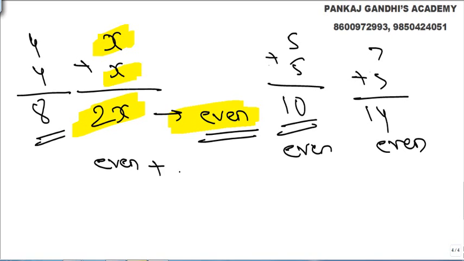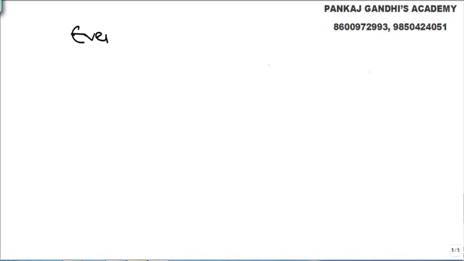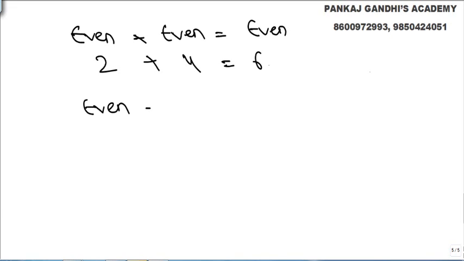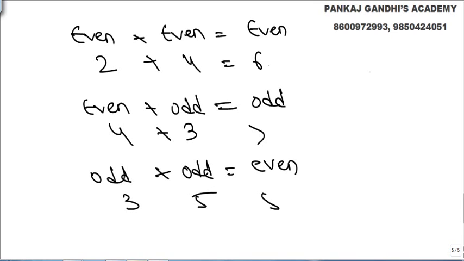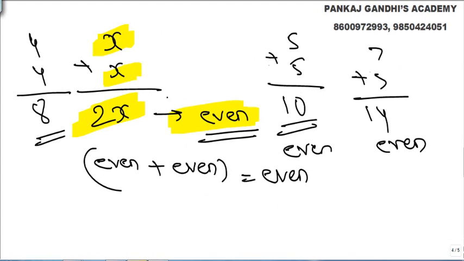Second, very basic things. Even plus even is always even. Very basic kind of things we all know. But let's check. Even number plus even number is even, for example 2 plus 4, 6. Even plus odd is always odd, for example 4 plus 3. And odd plus odd is always even, for example 3 plus 5. Same number plus same number is always even.